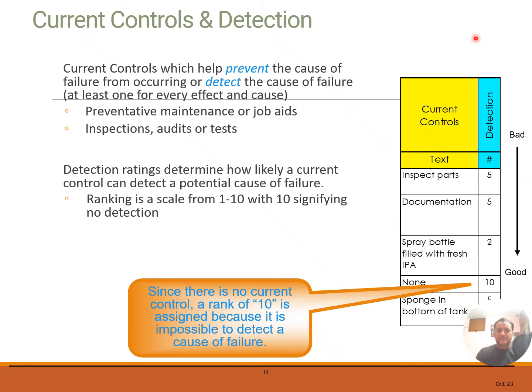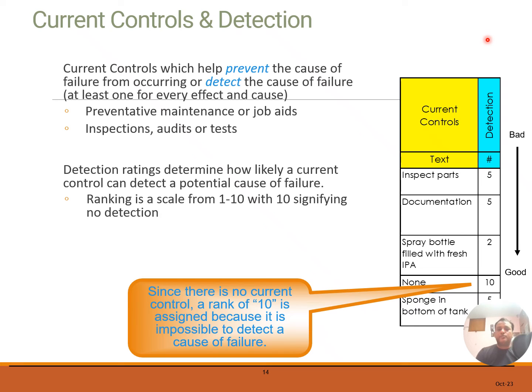Detection is next. Detection is the ability to determine if those current controls would actually find a flaw or failure mode before the component, subsystem, or system is released to production or a transaction is booked in the system. Like severity and occurrence, detection is rated on a 1 to 10 scale, with 10 being unable to detect the potential cause of failure and 1 being immediate detection of the potential cause of failure.